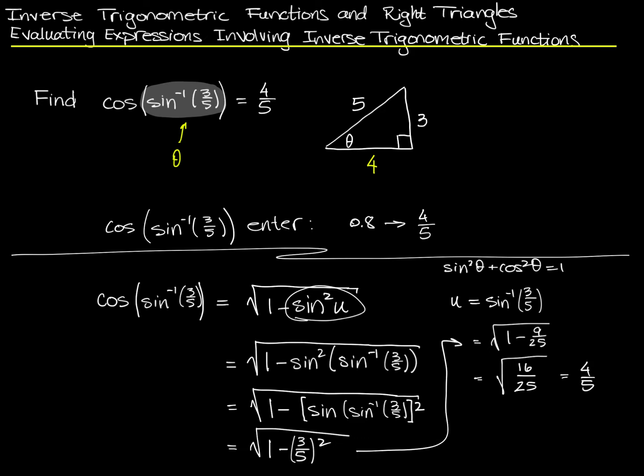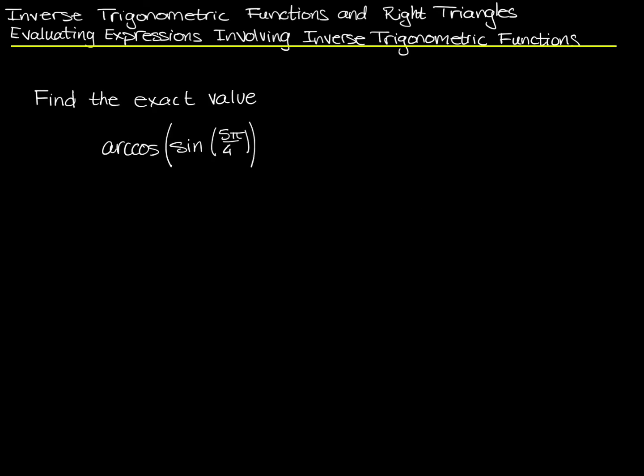Now I'd like to do one more of these. In this problem, we took the cosine of the arc sine. In the next problem, I want to take the arc cosine of the sine, for example. Another way to write this is cosine inverse of the sine of 5 pi over 4. Your choice, but it's not always your choice the way it's written and presented to you, so you should be comfortable with both of these formats. They mean exactly the same thing.